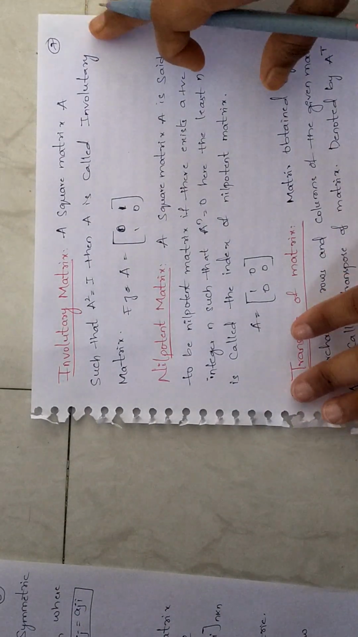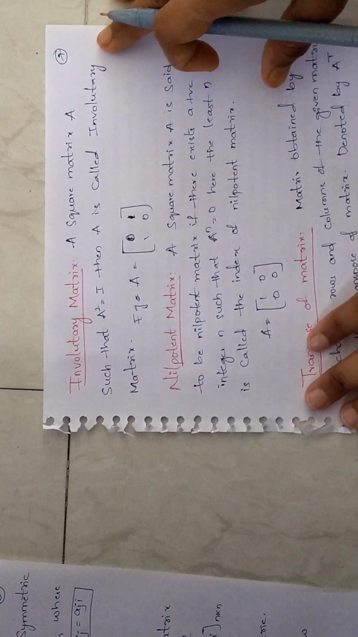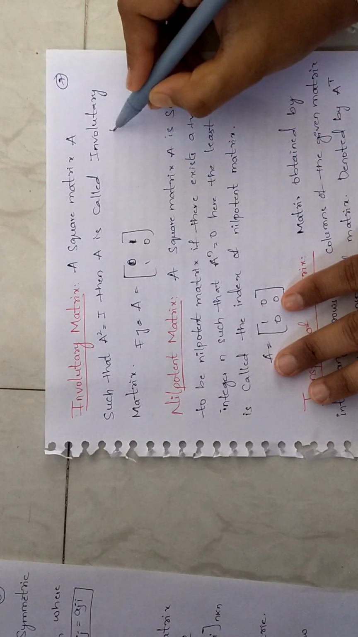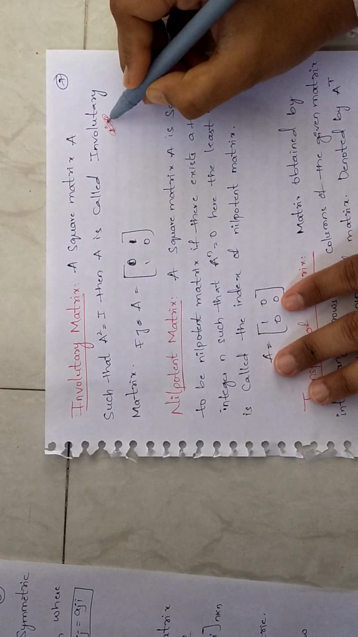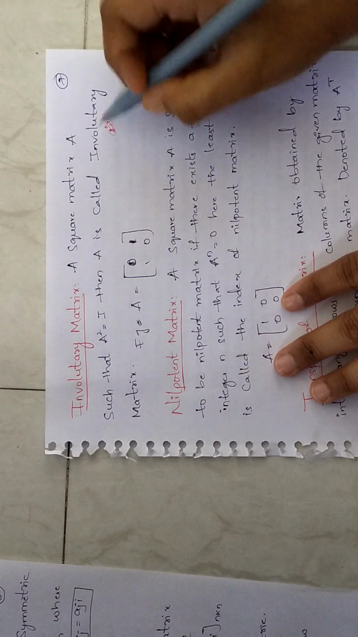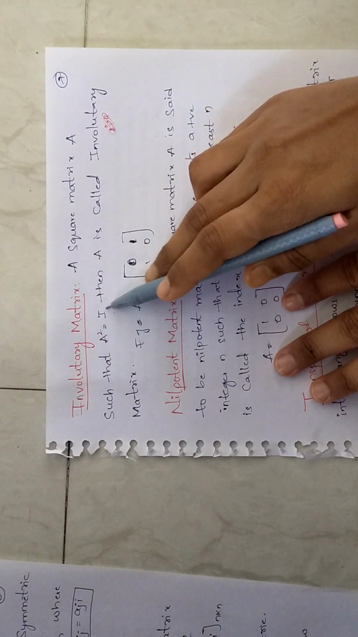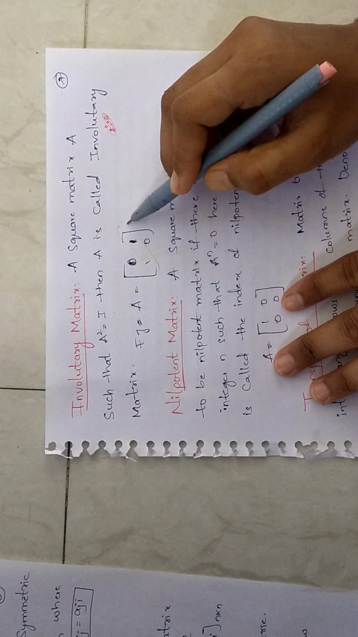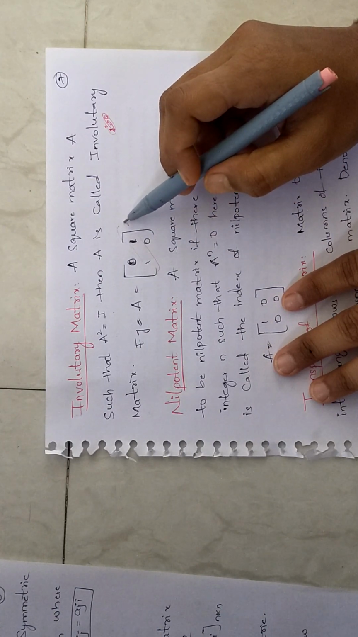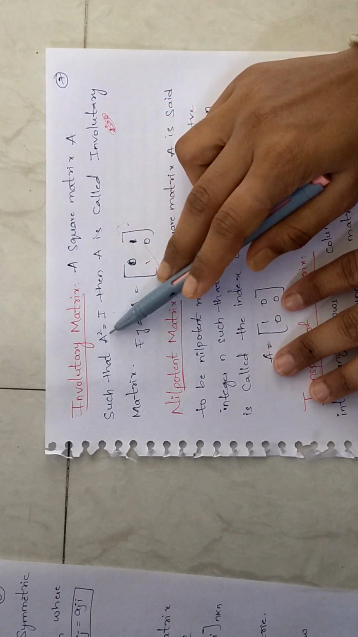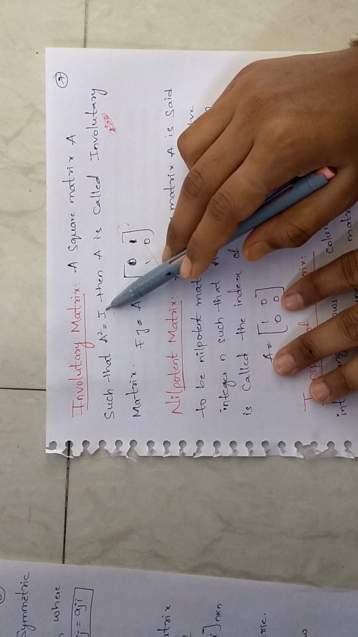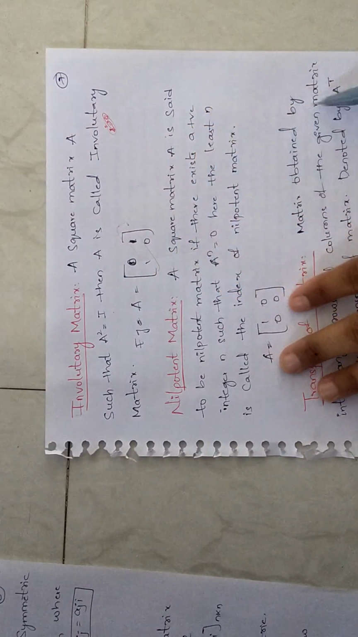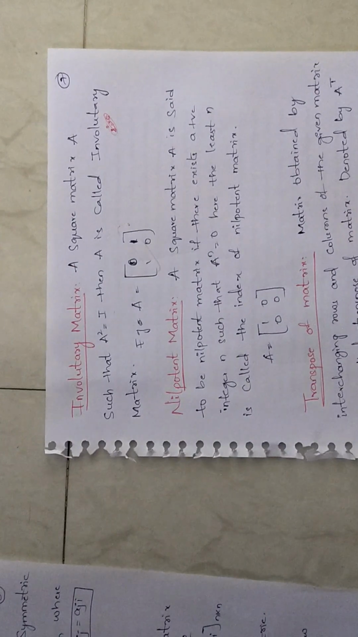And now we'll see the involutory matrix. So what does involutory matrix mean? See, in the idempotent, if A square equals A, that means the original matrix, then it is idempotent. If A square equals I, which is the identity matrix, meaning all elements will be 0 except the diagonal elements, so if you get A square as I, then it is called an involutory matrix.